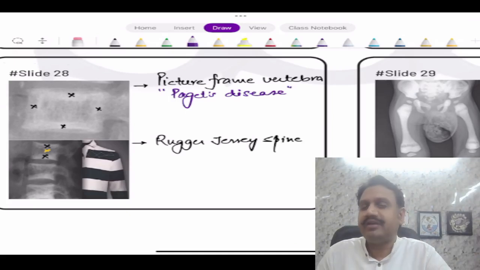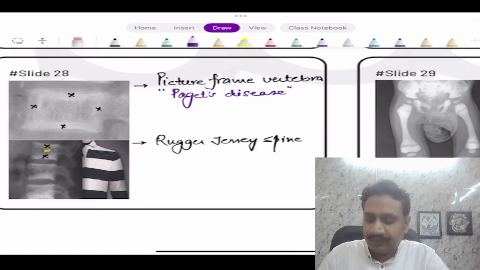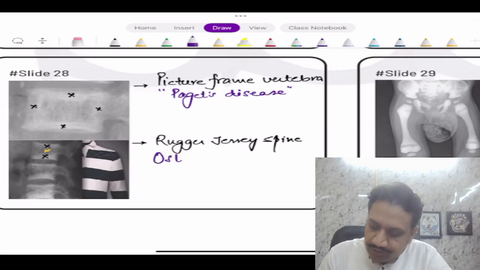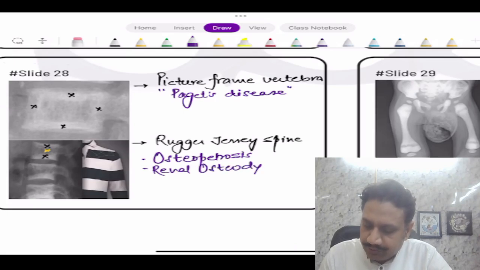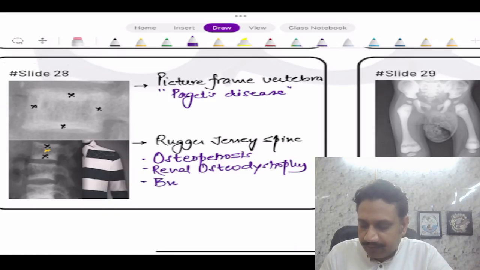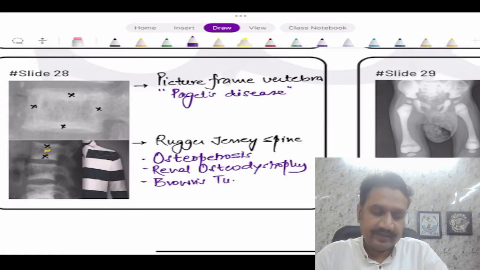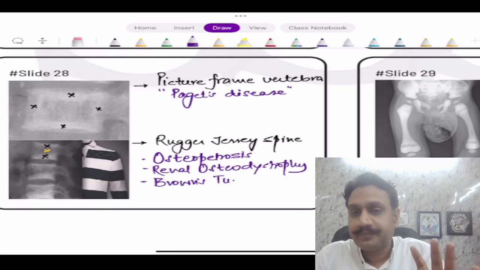Usually we can find this in three conditions. What are those? One is osteopetrosis. Second one is renal osteodystrophy. And the third one is Brown's tumor, post hyperparathyroidism. So osteopetrosis, yes, Rugger, absolutely correct. It is Rugger jersey spine. So picture frame vertebra and Rugger jersey should be very, very clearly identified, right?